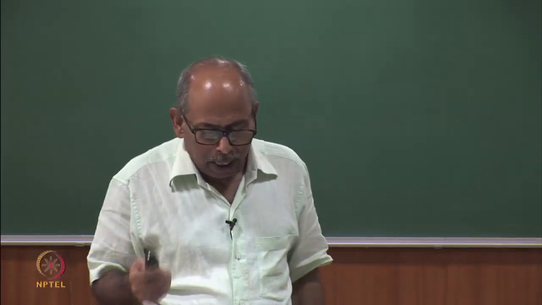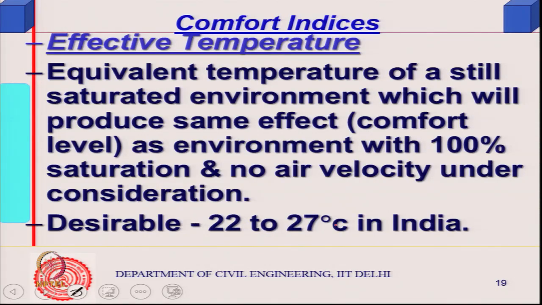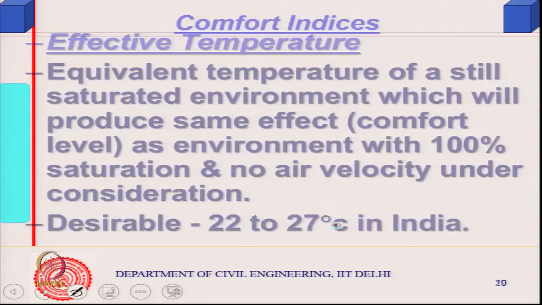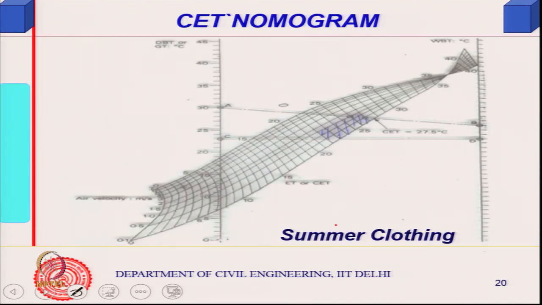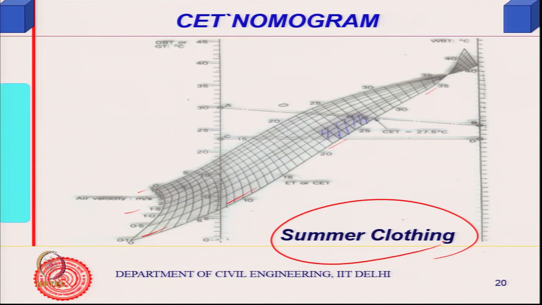So, then came corrected effective temperature. Now, the comfort value of this is 20 to 27 degrees in India. Corrected effective temperature takes care of the air velocity and also the mean radiant temperature, that is, the globe thermometer temperature. It is given in the form of a nomogram. In this nomogram, these lines are for air velocities, and this is for summer clothing, like a one-cloth scenario. This is dry bulb temperature or globe temperature, and this is wet bulb temperature.